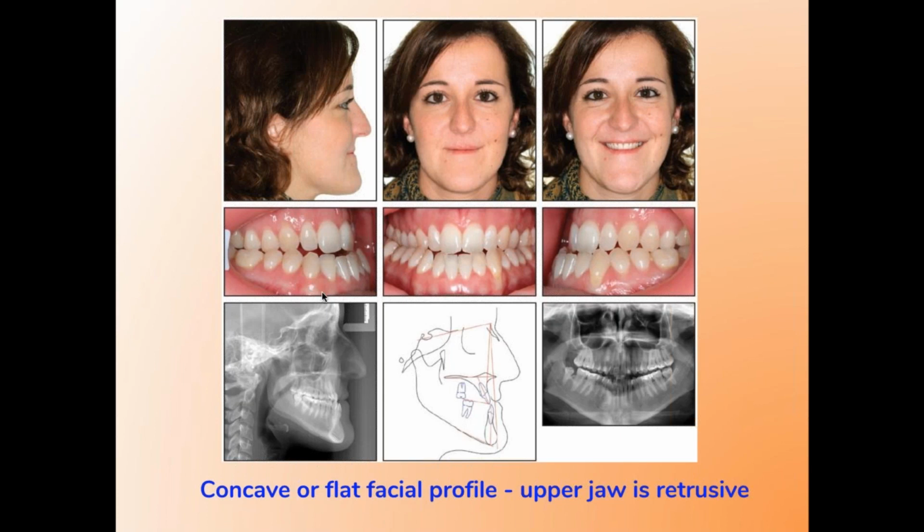And in these malocclusions, funnily enough, it's not usually that the lower jaw is too far forward, it's that the upper jaw is too far back. It's just not as well developed as the lower jaw.